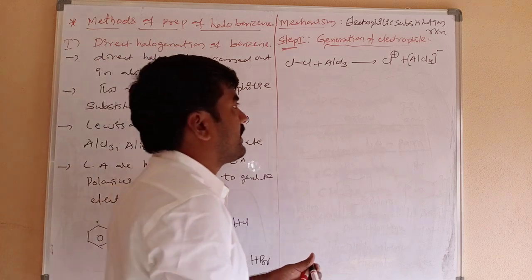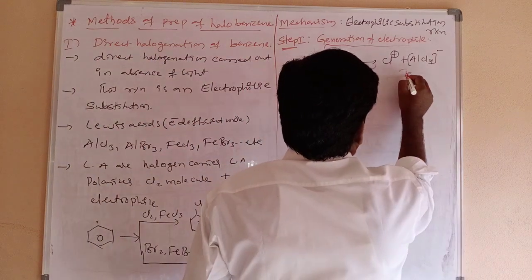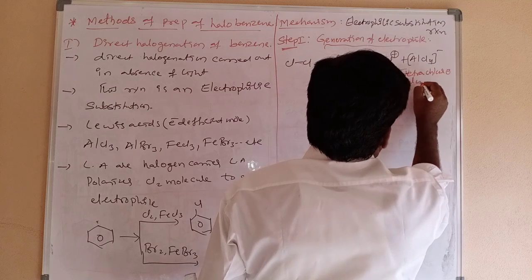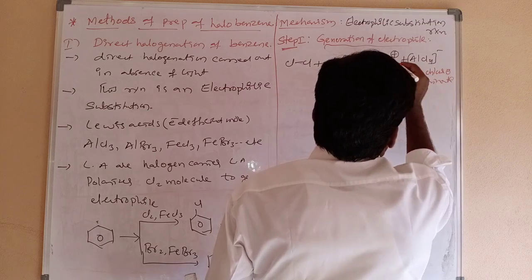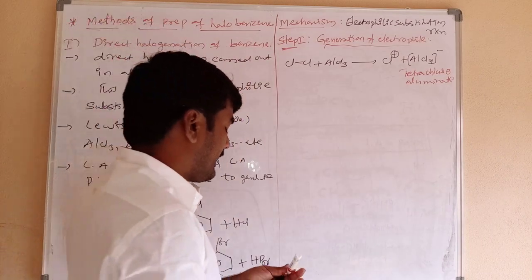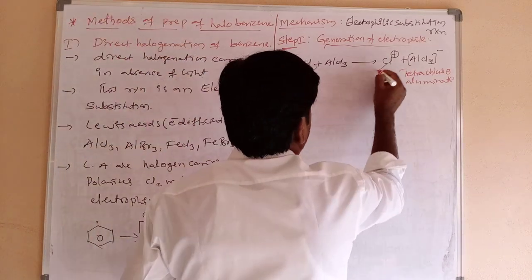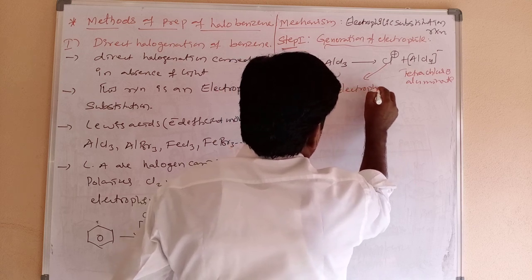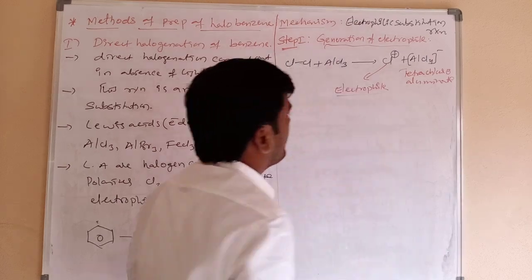Tetrachloroaluminate. What is this? Tetrachloroaluminate will form. What is chlorine cation? This acts as an electrophile. Okay, generation of electrophile is over in the first step.